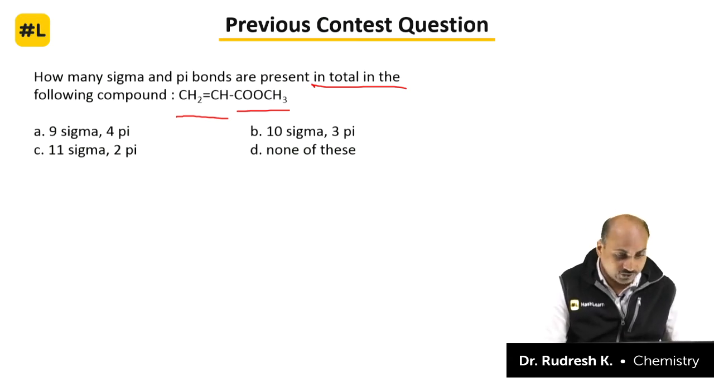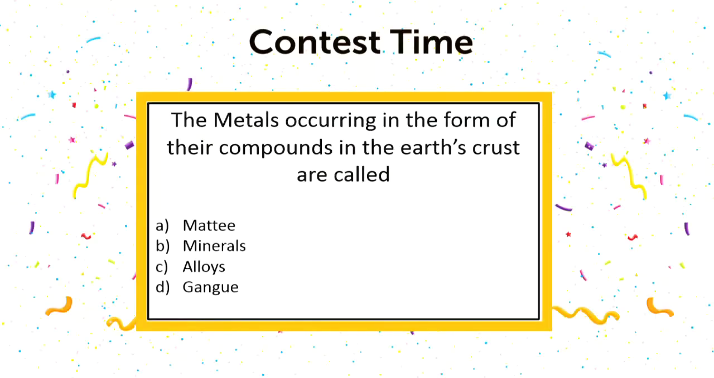Okay. Today's contest question, which we are all waiting for, goes like this. It is based on today's topic. The metals occurring in the form of their compounds in the earth crust are called matter, minerals, alloys or gangue. I repeat the question, and you can see it on your screen also: the metals occurring in the form of their compounds in the earth crust are called as matter, minerals, alloys or gangue.